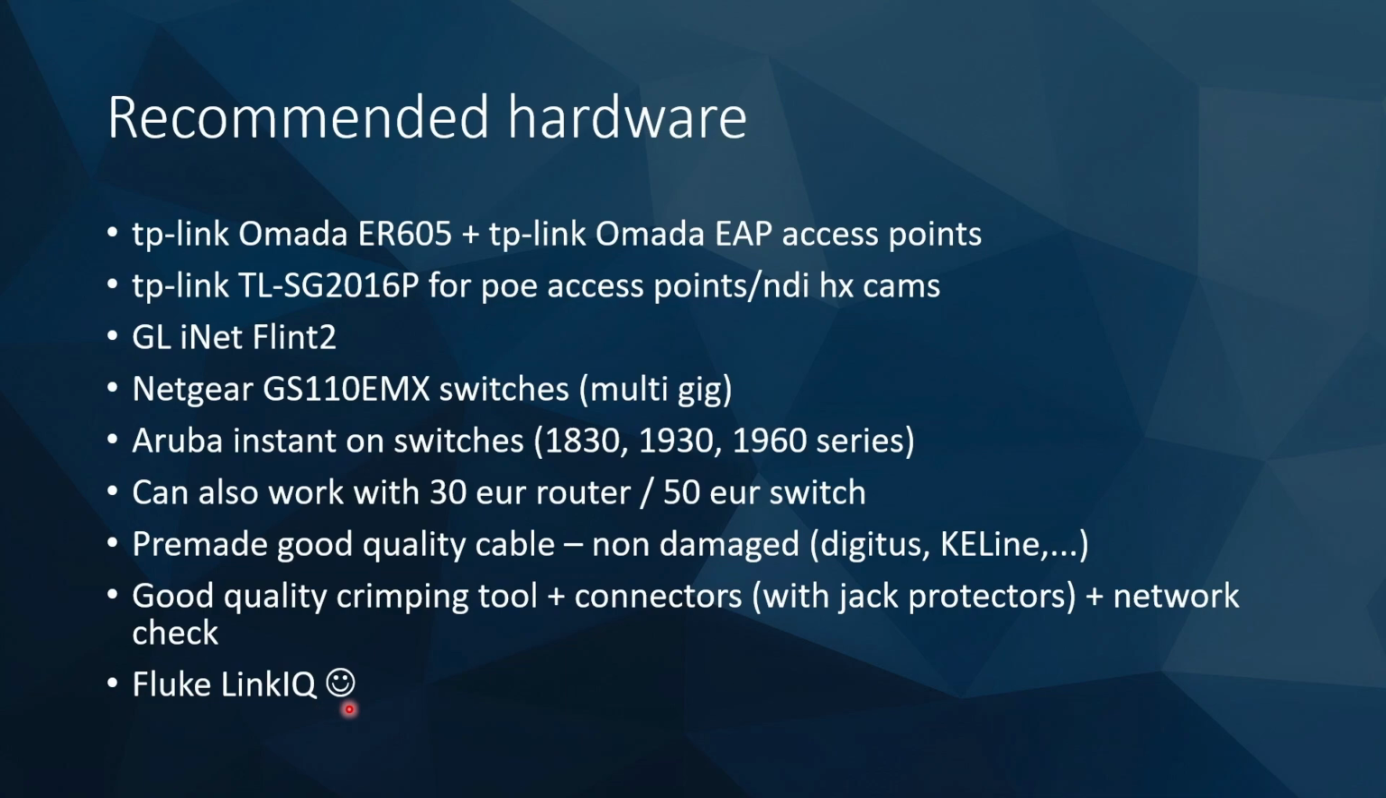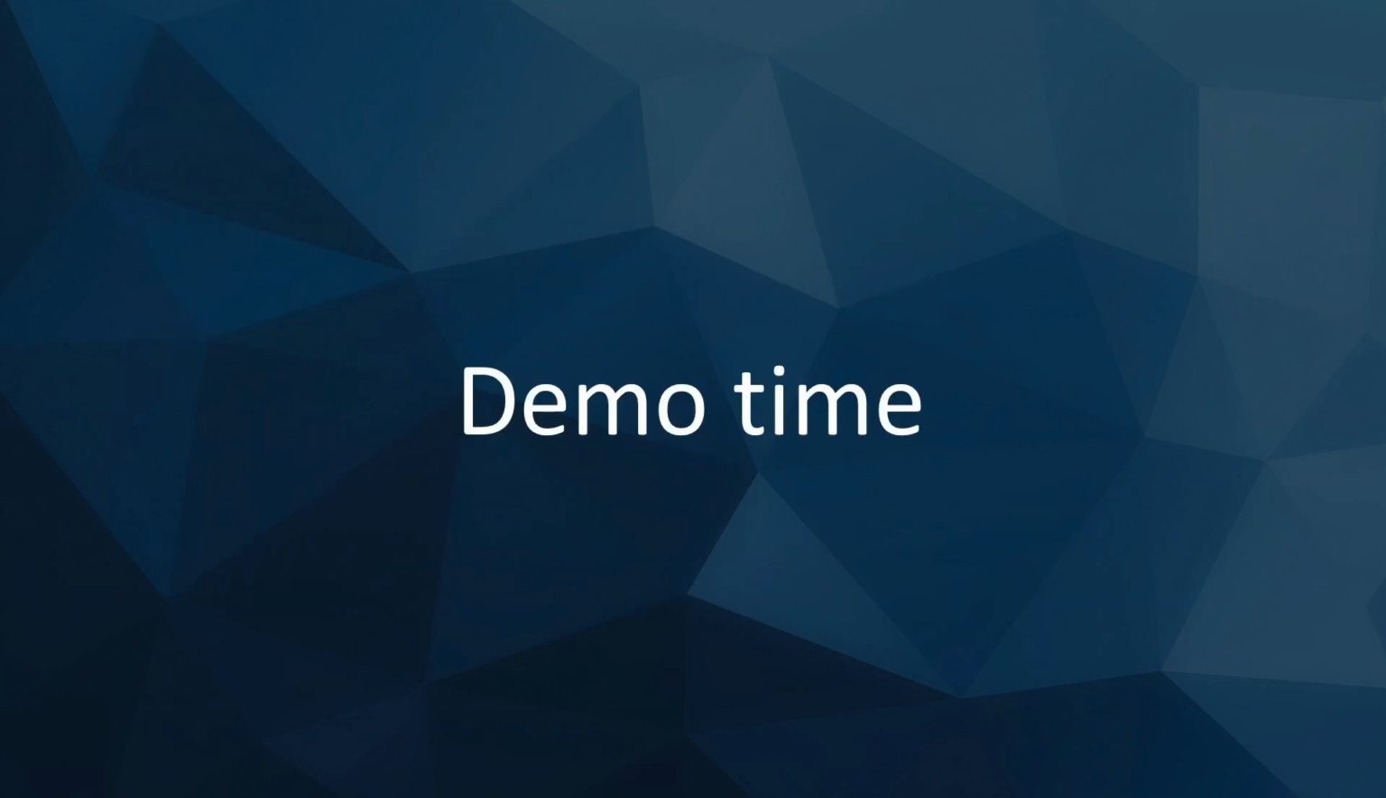And the Fluke LinkIQ, it's smiley here because this device costs 2,000 euros, but at the end, it can give you the report if the cable is capable of 10 gig, 1 gig, or if you crimped the cable wrongly. So a bunch of tools exist, a bunch of software exists to help you create a good network and to help you see what's happening in the network. And now it's the demo time.